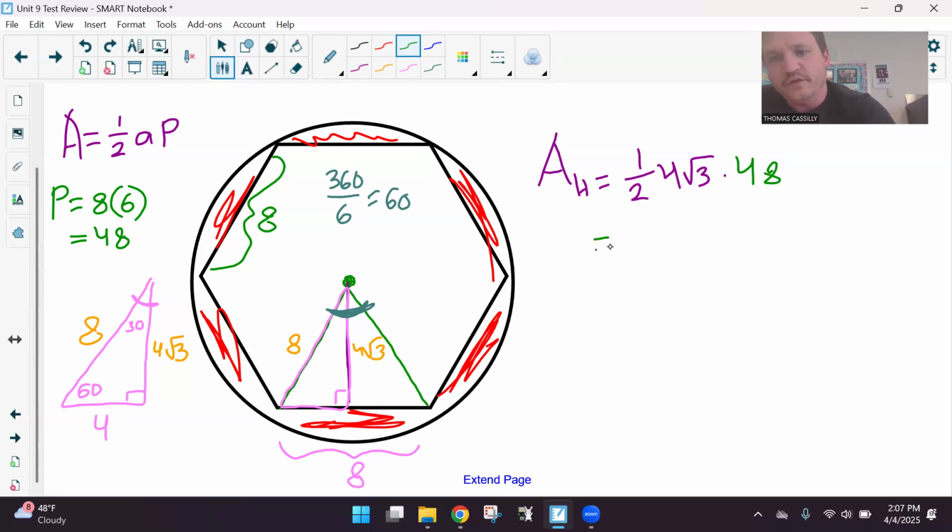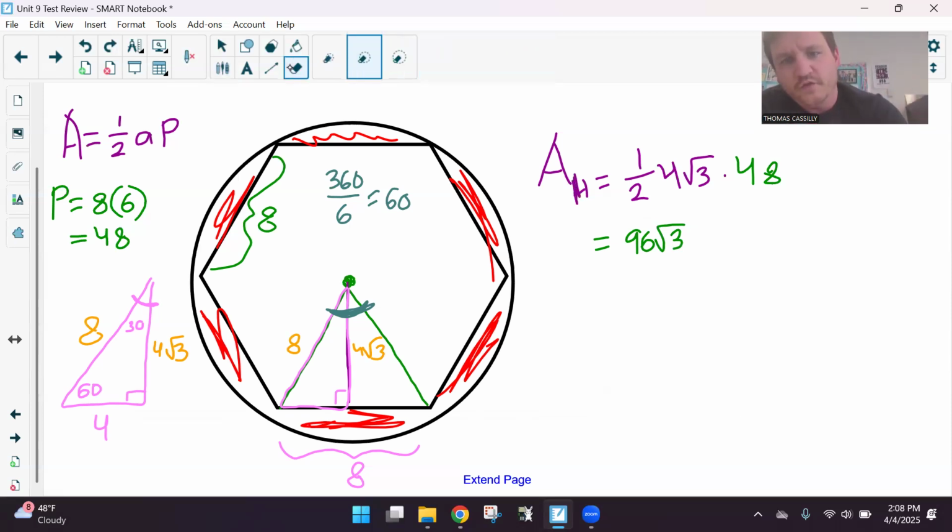You throw all that in your calculator. I got 1/2 of 48, and then I throw a 4 on there. That gives me 96 square root of 3. That's the area of the hexagon. That should have been an H. All right, so that's the area of the hexagon.